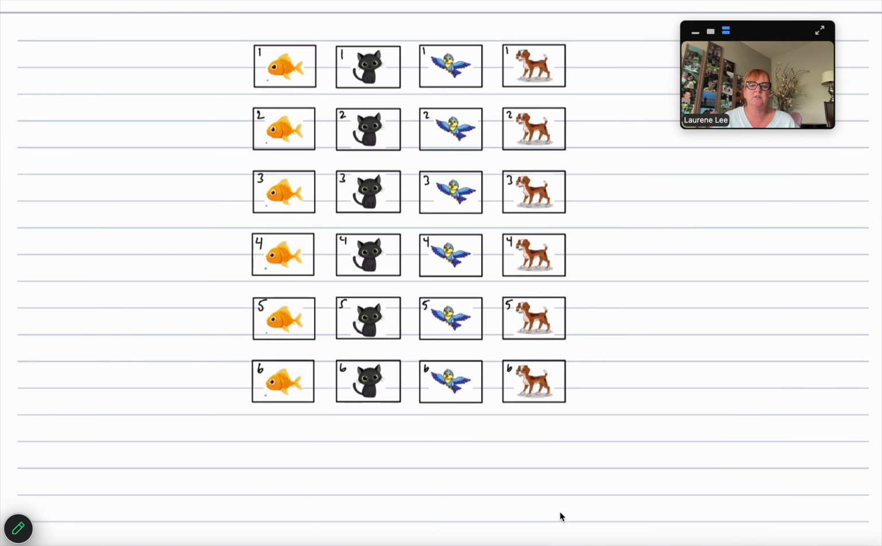Let's take another example. Let's look at some cards. So let's say that I want to know, this is our deck of cards. I've got numbers, 1 through 6, and I've got animals on each one. I've got fish on 6 of them, cats on 6 of them, birds on 6 of them, and dogs on 6 of them. So I want to know what's the probability. I'm going to draw 2 cards, and I'm not going to replace the cards. So I'm going to draw one and keep it in my hand and then draw another.